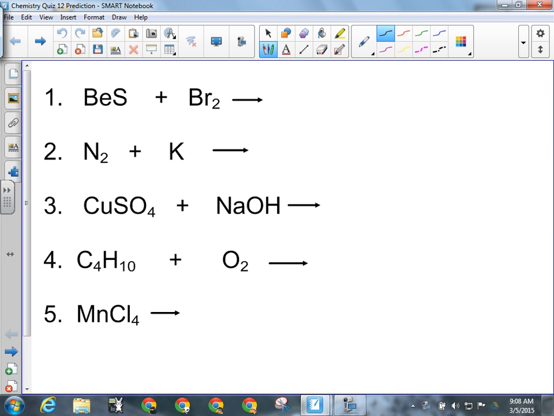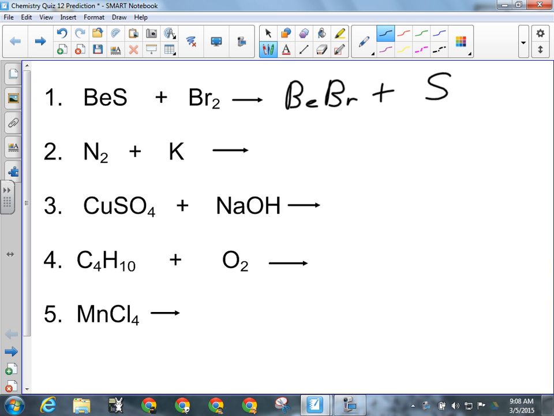Okay, so for our first reaction, we have beryllium sulfide, which is an ionic compound, reacting with bromine, which is a non-metal element. What kind of reaction starts that way? Single replacement. Okay, in a single replacement reaction, we have to decide who's going to switch with bromine. So what part of beryllium sulfide needs to switch with bromine? Sulfide. Right, we have to switch the things that are alike in a single replacement reaction. All right, so that means beryllium's new partner is bromine, and sulfur ends up by itself.